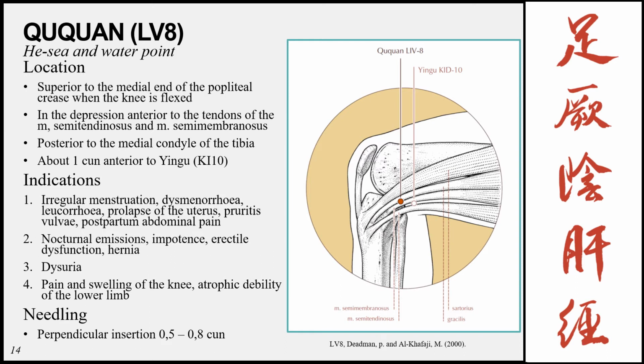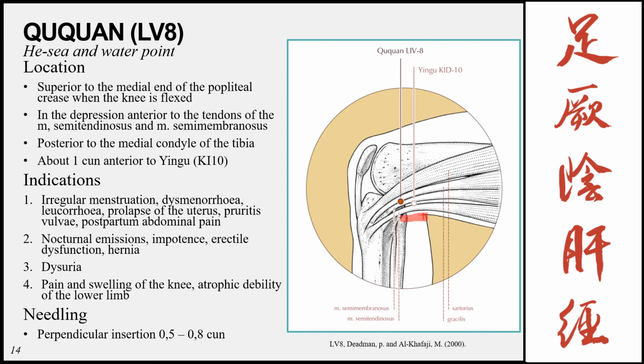The next point is QUQUAN, liver 8. This is the he-sea and water point of the meridian, and is located superior to the medial end of the popliteal crease when the knee is flexed. And you have to flex the knee, and as you can see in this image, the knee is already in flexion. And then it's at the medial end of the popliteal crease. The popliteal crease is here at the back. We've got to find its medial end.